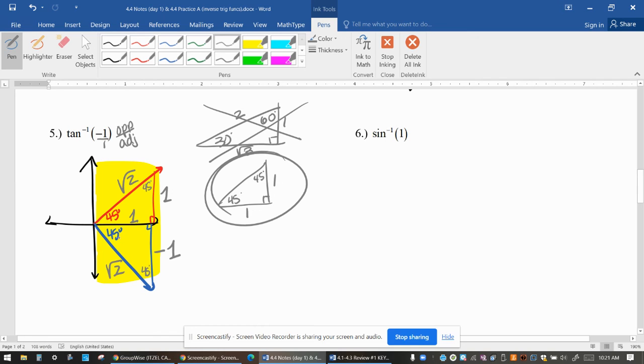What angle is 45 degrees below the x-axis within those quadrants? So that angle is -45. The tangent inverse. So what angle has a tangent of -1? -45 degrees. Right? I'd have to go down 1 to get that negative.